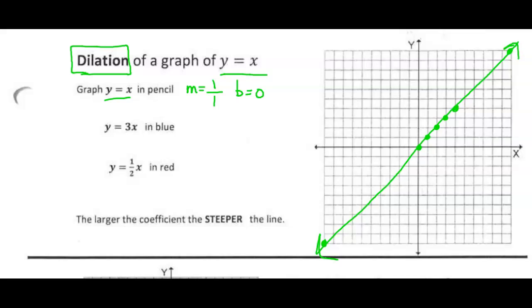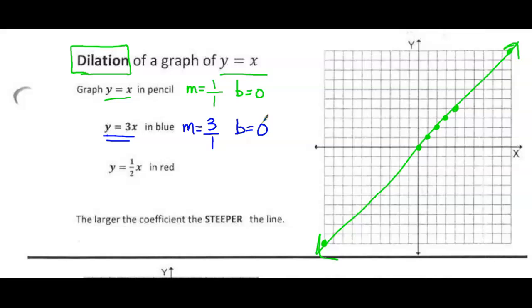So if we take a look at this next one, it says y equals 3x. So the only thing that changes here is now our slope. Instead of 1, our slope is 3, which is the same thing as 3 over 1. Our intercept is still 0. So what we want to pay attention to is how the graph changes. Is it going to be narrower to the y-axis or wider?